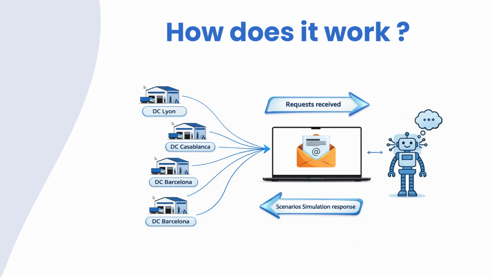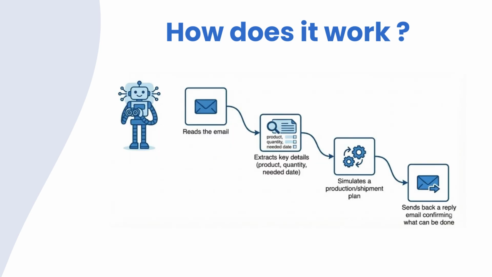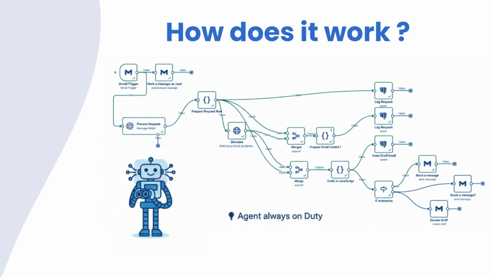So how does it work in the background? We are the DC, we are sending requests, and then the AI responds. First, it reads the email, extracts key details, runs simulations, and sends the response back. If we go a little bit deeper, we realize there is much more happening. There is a lot of parsing the data, running the simulation, and storing every detail as a log because we want traceability over every action that is taken in the background.